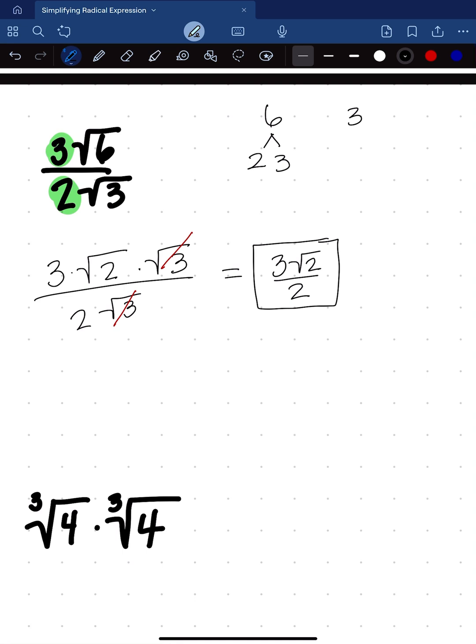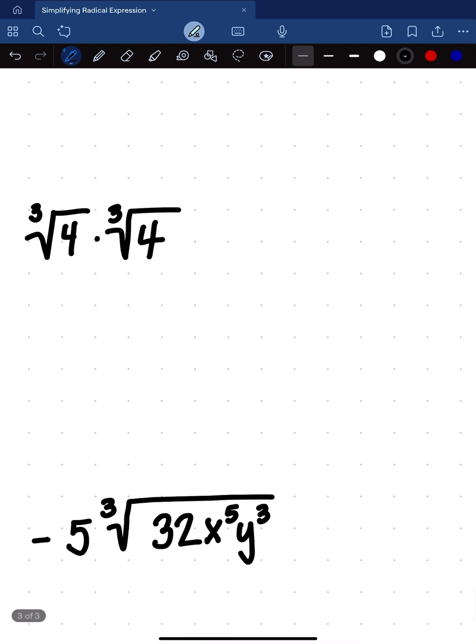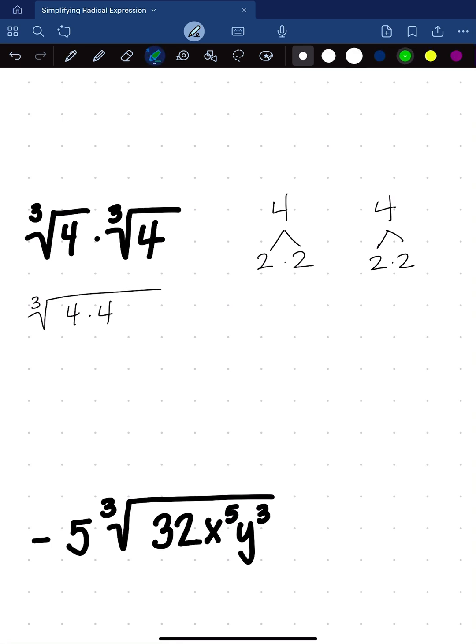What if instead of a square root, we have cube roots? I'm going to follow the same process. I have a factor of 4. The prime factors are 2 and 2. Same thing for the other 4, 2 and 2. One strategy I can do is if they're under the same cube root radical, I can just multiply those numbers or put them under the same radical. So this radical expression up here is equivalent to this one. It's just written in a different form.